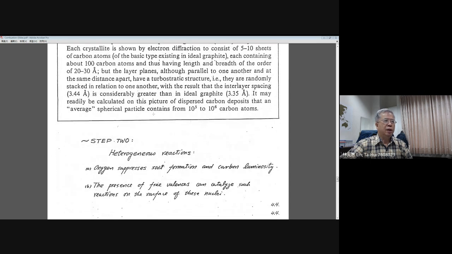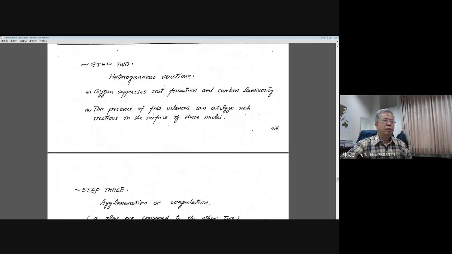Now we go to step two. Step two means now you have very tiny, small particles, right? And when you have those small particles, then you will face two different kinds of competition.